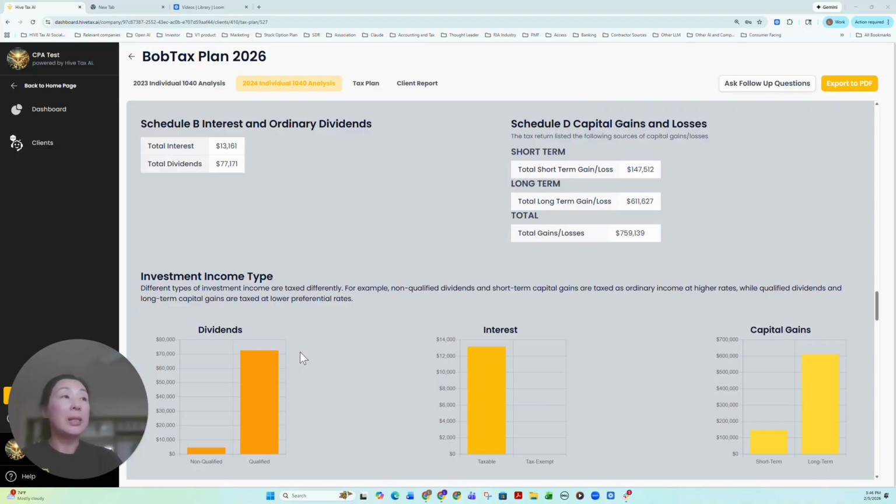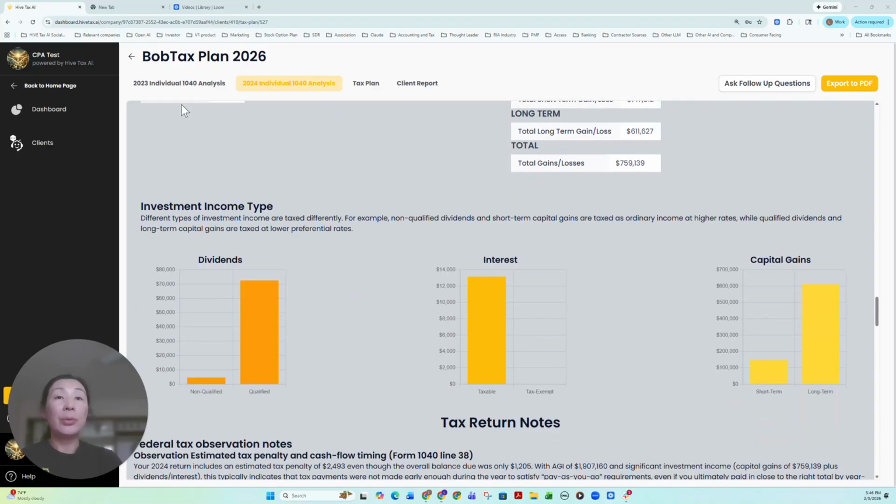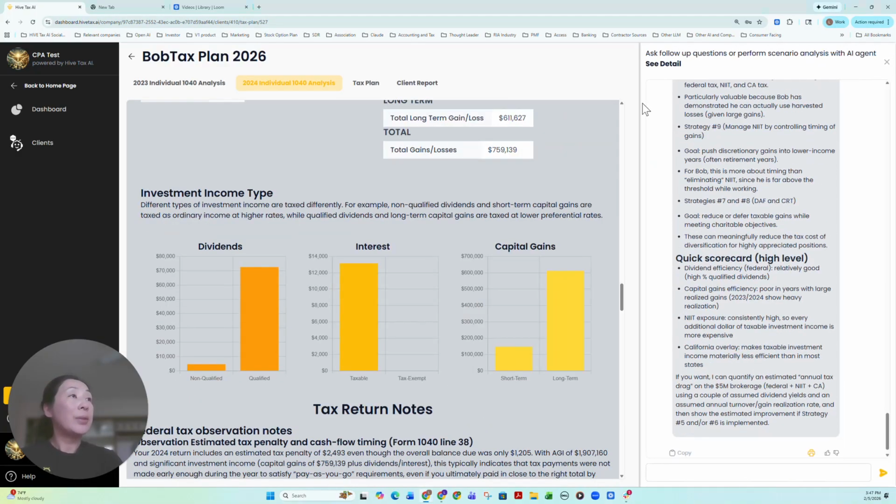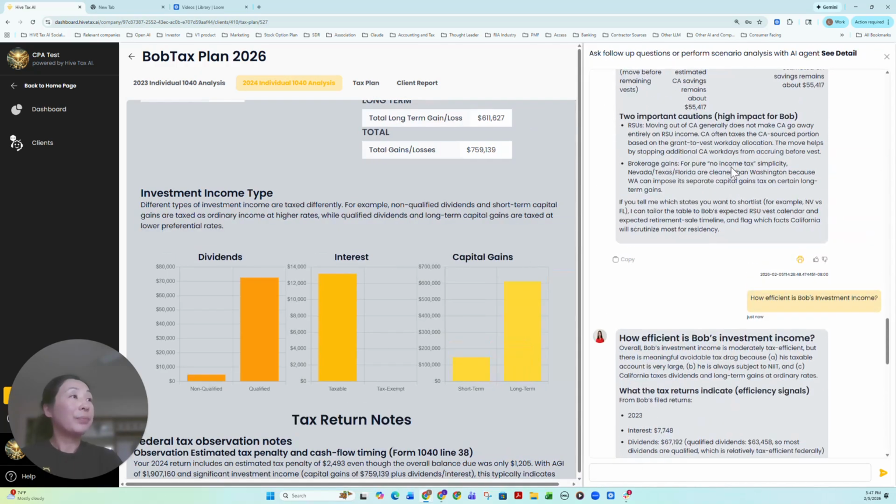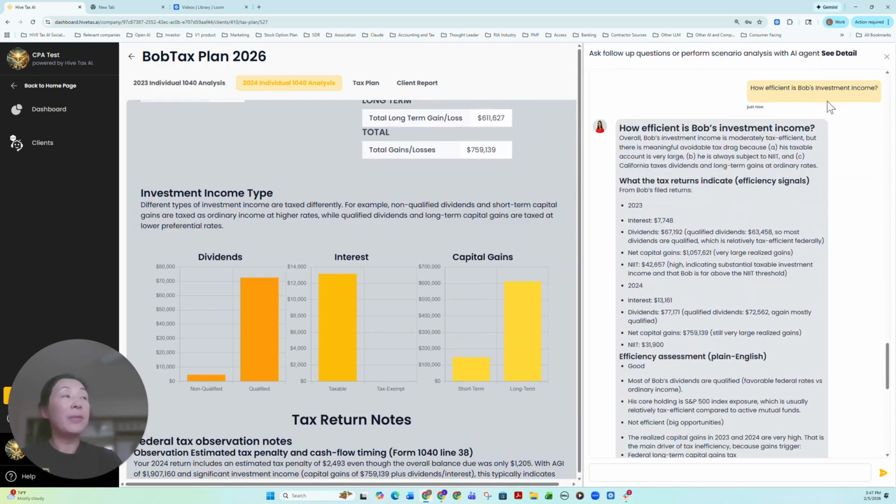has a substantial amount of W-2 and investment income for both year 2023 and 2024. So from this chart, you can tell he has over 72,000 qualified dividend income, 30,000 interest income, and over 11,000 long-term capital gain, and 147,000 short-term capital gain. So in this case, I'm particularly interested in investment income tax efficiency. So I asked our AI assistant to assess the efficiency of Bob's investment income.